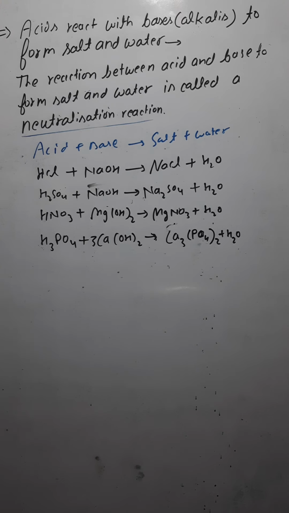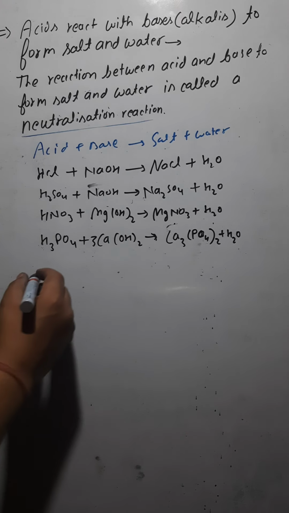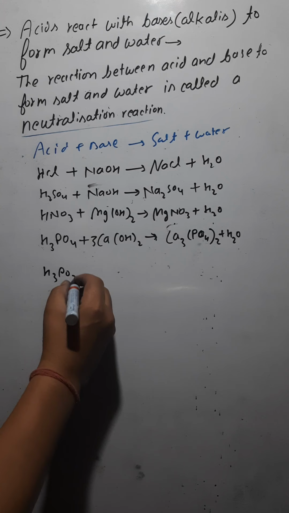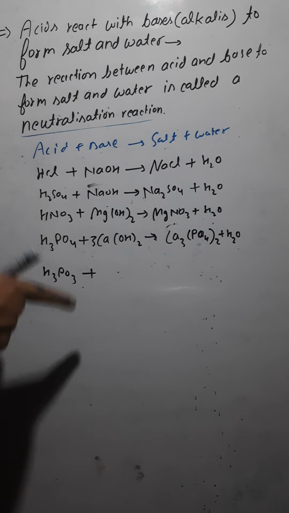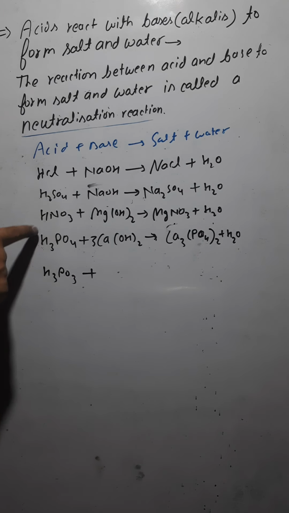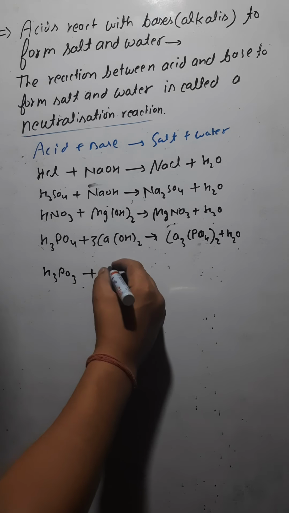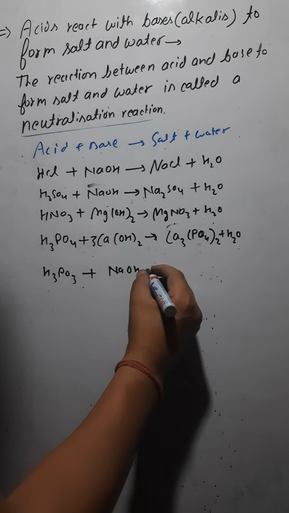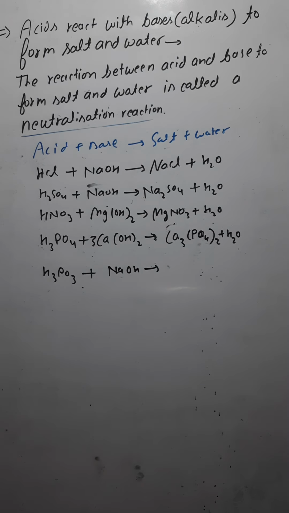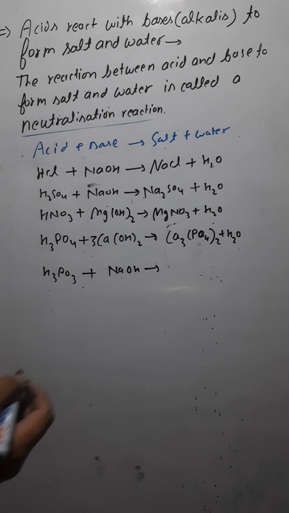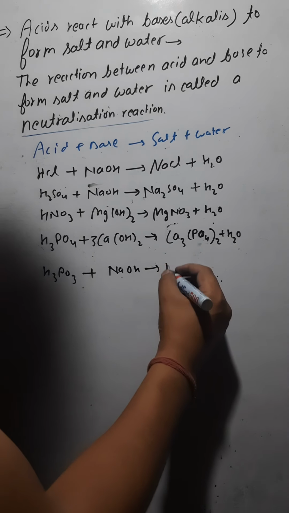Now you have the next acid, H3PO3. This is phosphorous acid. And when it is reacting with NaOH, sodium hydroxide, then again you are going to get salt and water. The salt would be here Na2HPO3.